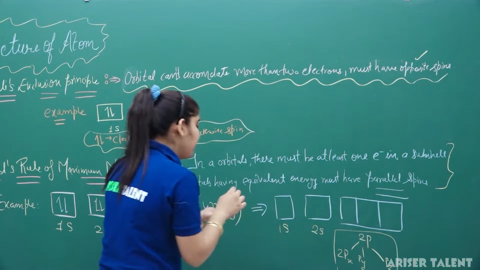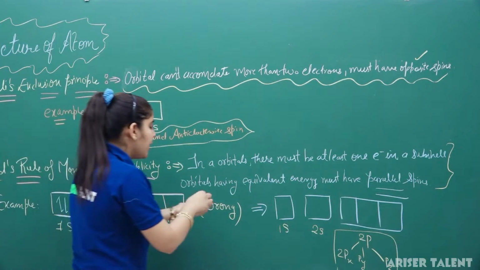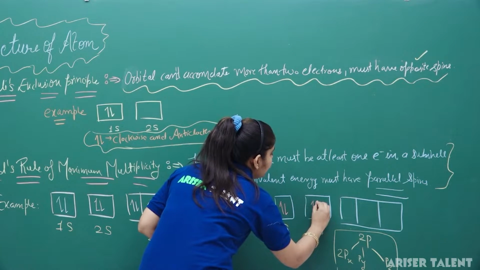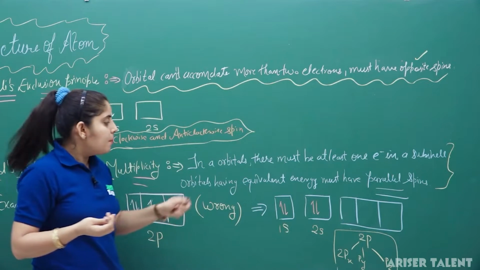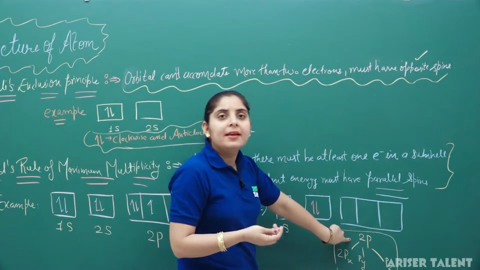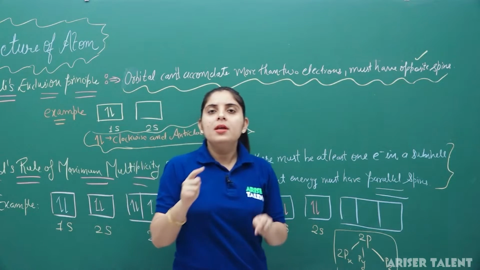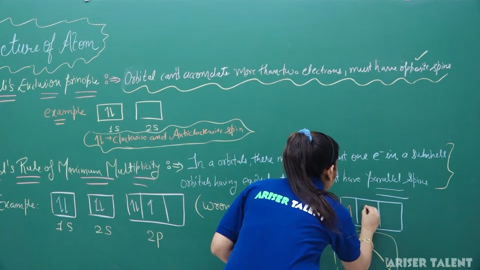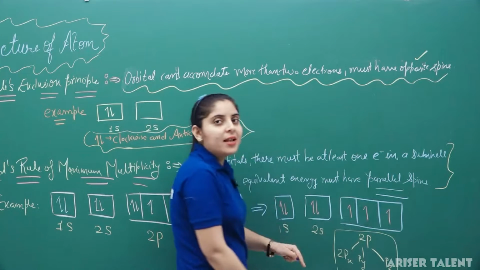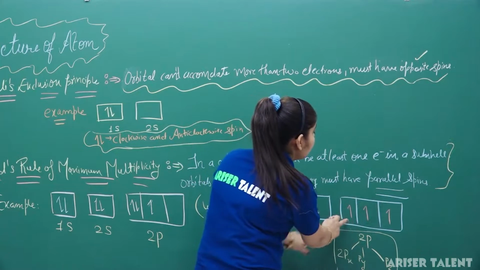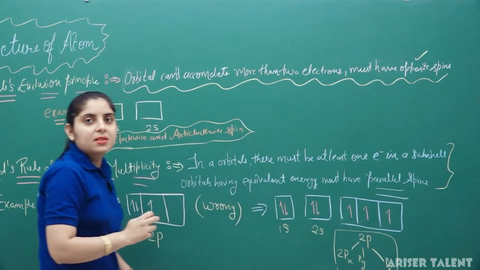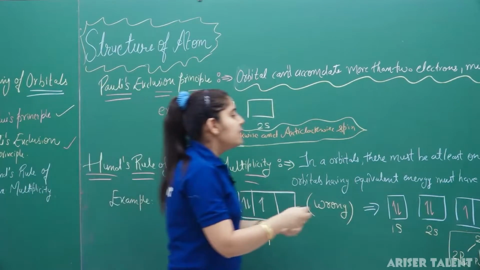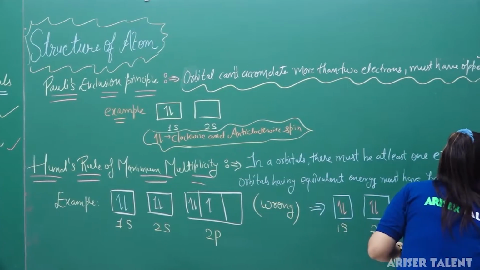Now we will fill the electrons in the orbitals. Again, in 1s there are 2 electrons, in 2s there are again 2 electrons, but if I want to fill 2p, I want one electron in each orbital, and they must have parallel spins. So one in this, one in the next, and one in the third, and these 3 have parallel spins. So this is in accordance with Hund's rule of maximum multiplicity, and this is the right manner to write any configuration.